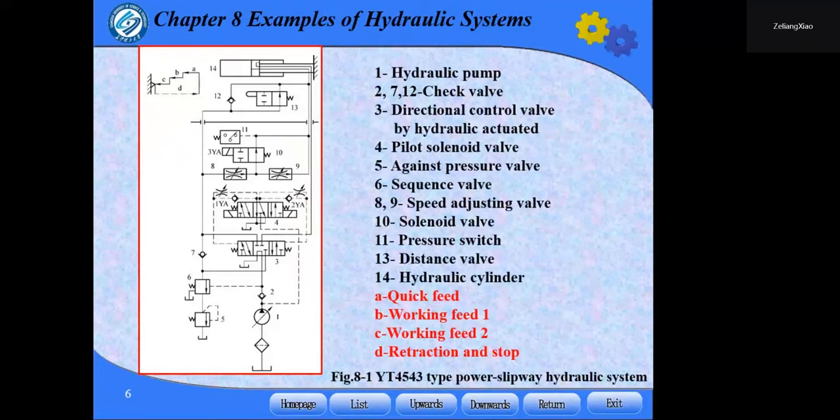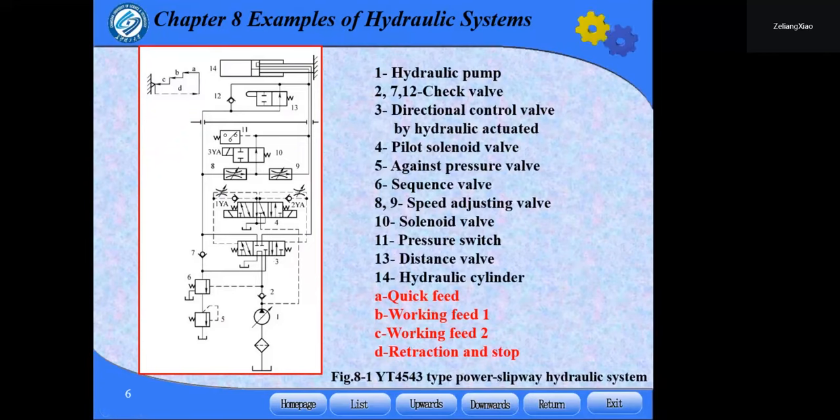Why is the cylinder engaged, and why are 1Y and 3Y de-energized? The electromagnets 1Y and 3Y are energized, and both valve 3 and valve 4 work in the right position.